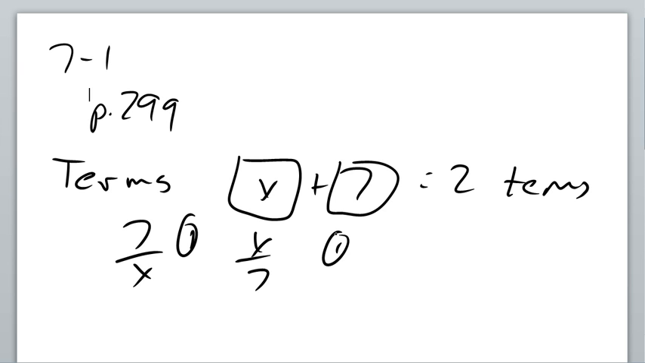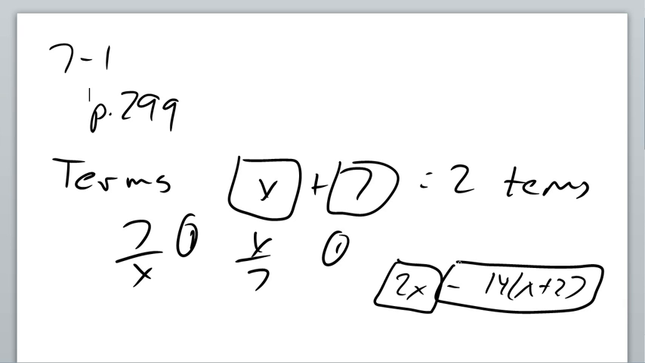As you take a look at some different things, even if you had something like 2x minus 14 times the quantity of x plus 2, once again, this is going to have two terms. This is going to be one term, and this is going to be your other term right here. So a couple of things to keep in mind with that.